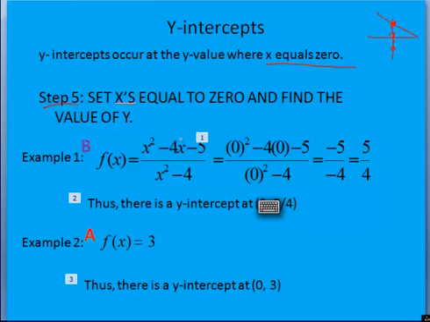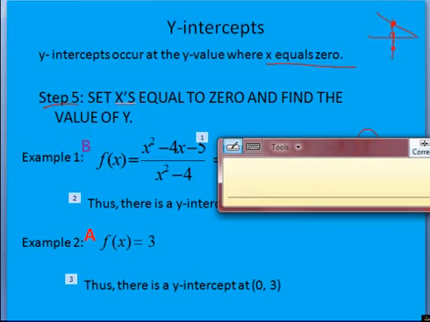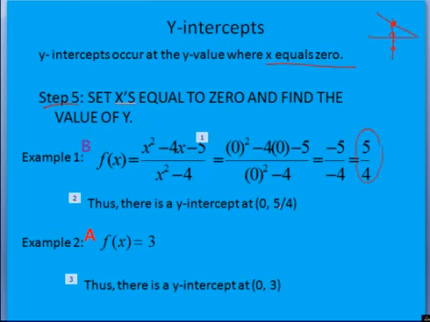Step 5, set x equal to 0 and find the y. You can do this into the original function, or the factored form is fine. I kind of switched back to the original, but just use the factored, it's fine. Either way, you're going to get 5/4 when you plug in 0 for your x's. So 0, 5/4, or 0, 1.25.